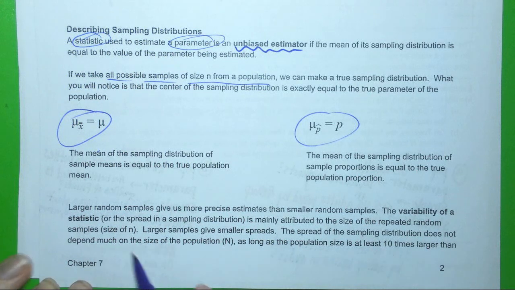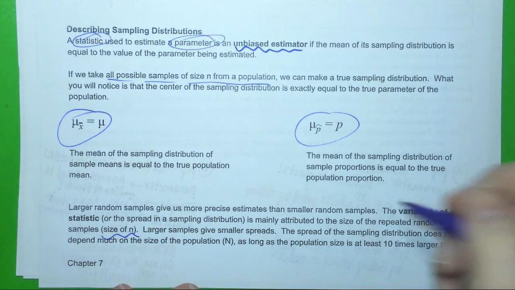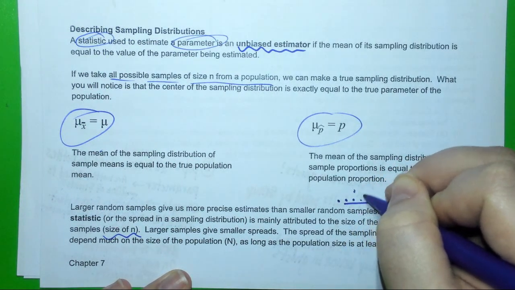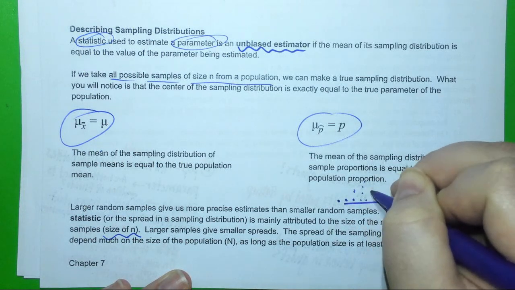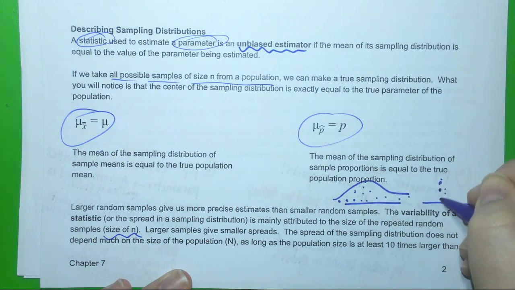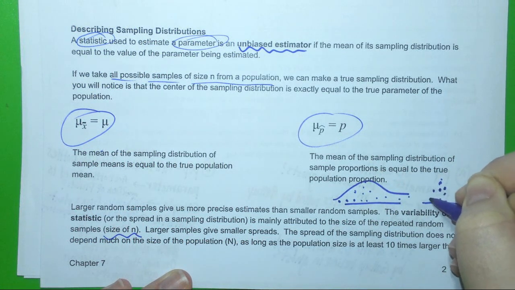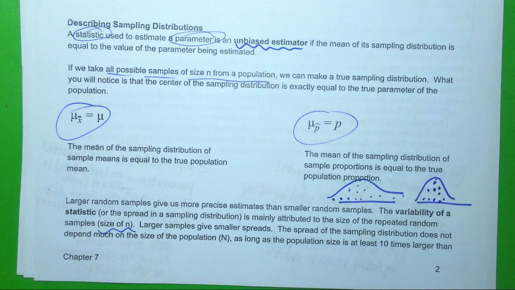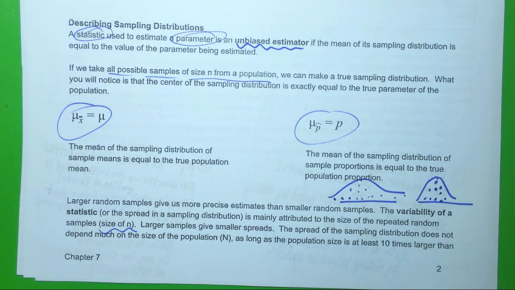The variability of a statistic, or the spread of our sampling distribution, is mainly attributed to the size of the repeated random sample, size of n. Meaning, if we have points super spread out versus super close together, this is probably dealing with a smaller random sample, whereas that's probably dealing with a larger random sample. The larger the random sample, the less varied our points are going to be, the closer we should be getting to the true mean.